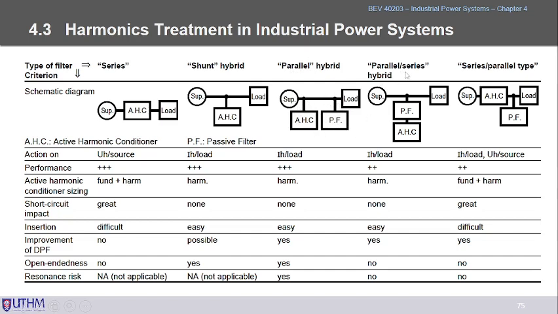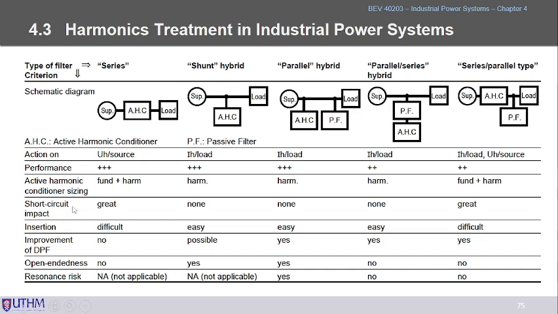And next is the parallel series. The parallel series means the passive filter and the active filter are running in series, and this combination of filters is connected in parallel to our system. That's why it is called a parallel series. Another one is the series parallel type. In the series parallel type, the active filter is connected in series, but the passive filter is in parallel. Okay. And you can see the performance.